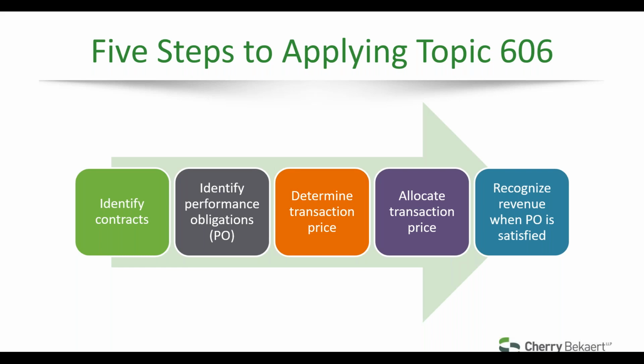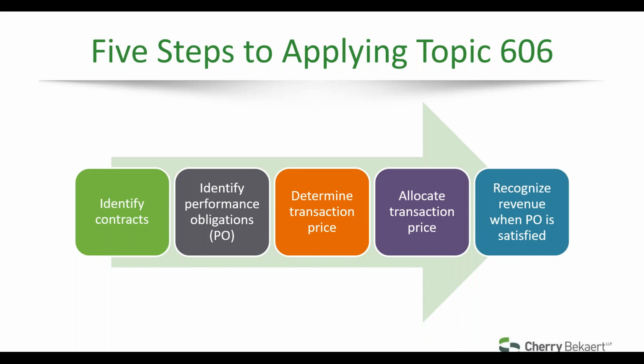So let's talk about the 5 key steps in 606. The first step is you have to identify the contract. The next thing you have to do is, in that contract, there may be performance obligations. So you have to identify what those performance obligations are.